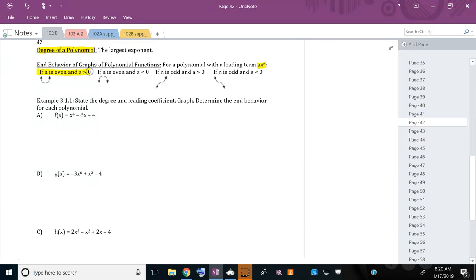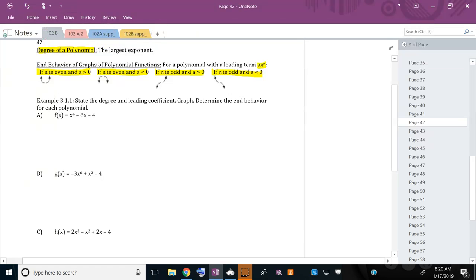If my degree n is even and my leading coefficient a is positive, both sides go up. If my degree n is even and my leading coefficient a is negative, both sides point down. We saw this with quadratic functions. If my degree n is odd and my leading coefficient a is positive, then it goes down on the left and up on the right. And finally, if my degree n is odd and my leading coefficient a is negative, it goes up on the left and down on the right.